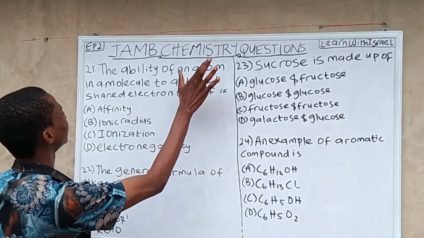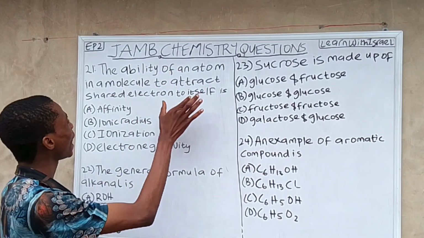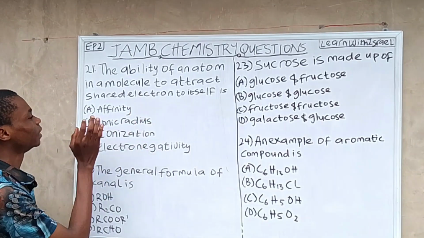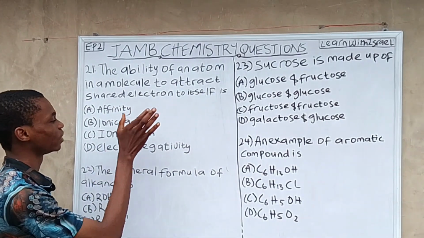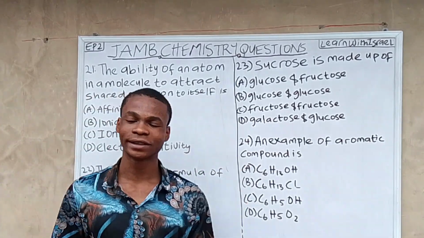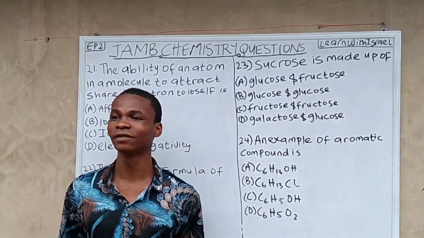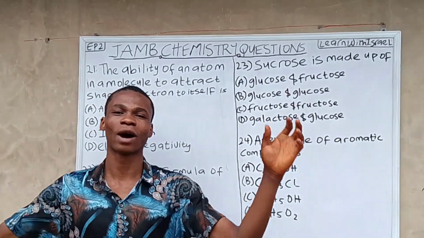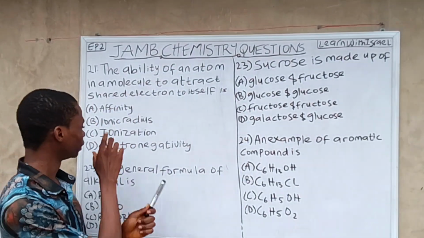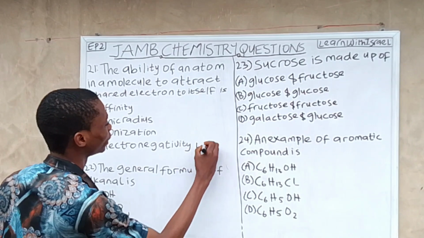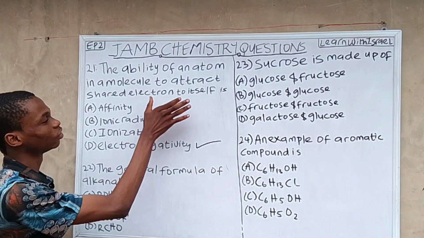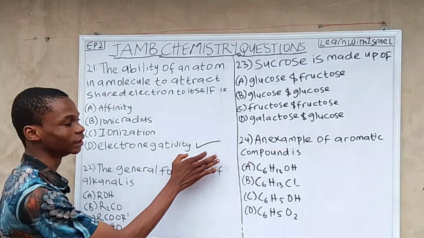The ability of an atom in a molecule to attract shared electrons to itself is: A. Affinity, B. Ionic radius, C. Ionization, D. Electronegativity. So, what's electronegativity? Electronegativity is the ability of an atom to attract a shared electron to itself. So, electronegativity is the correct answer. The ability of an atom in a molecule to attract shared electrons to itself is electronegativity.